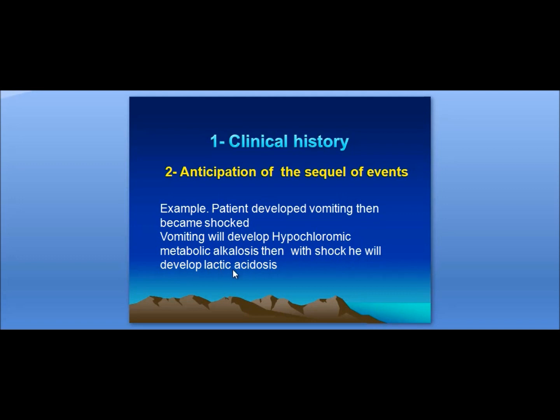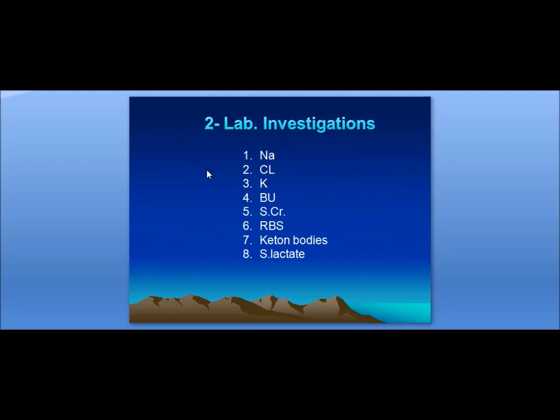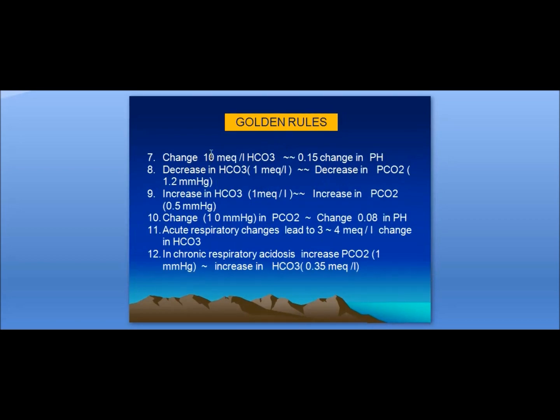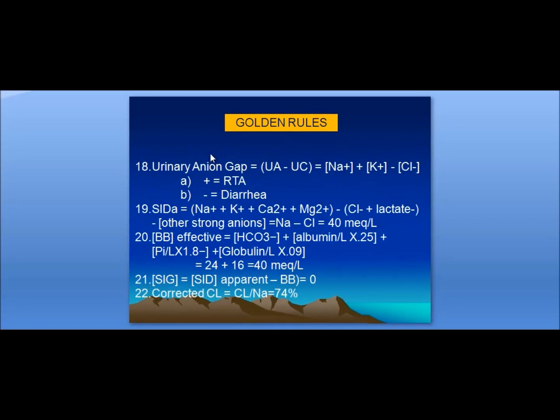Lab investigations, you should study sodium, chloride, potassium, BUN, serum creatinine, random blood sugar, ketone bodies, and serum lactate. Then come to the ABG chart to study it, to see the values. For the calculations of the calculated items, don't forget these formulas, these equations. I collected them in the form of golden rules in these 4 slides. You should know them by heart.